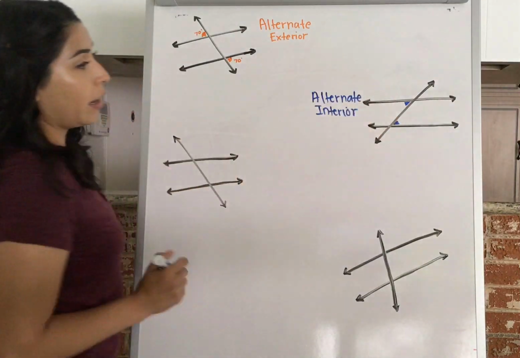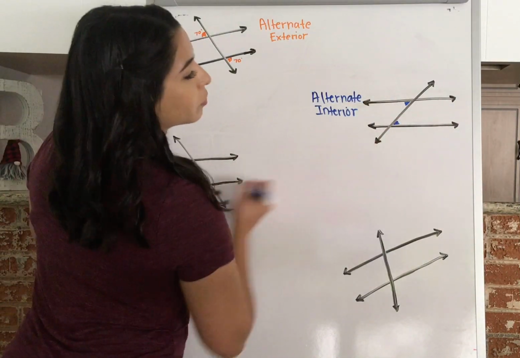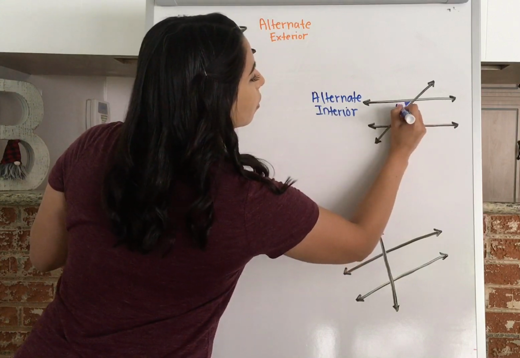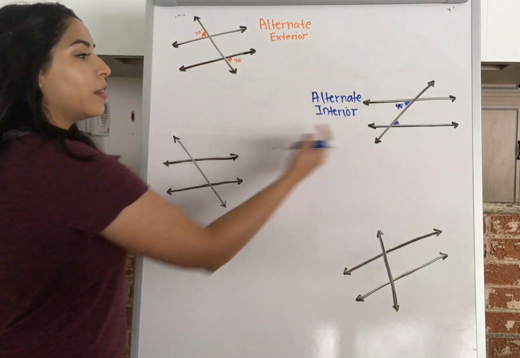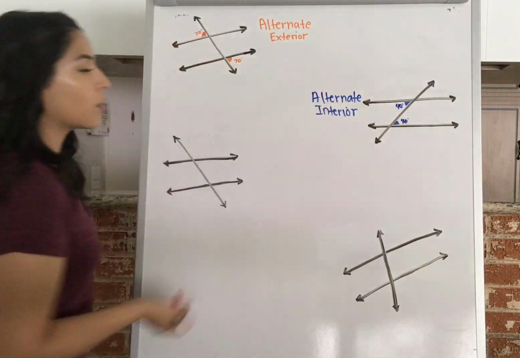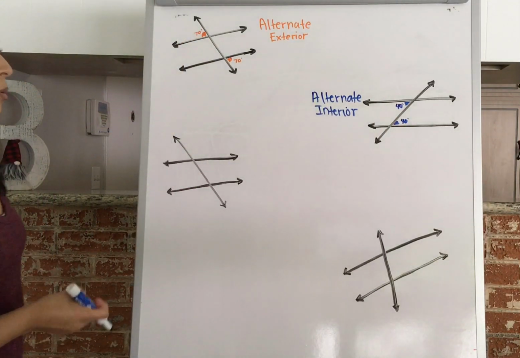So let's say that angle is, what, 40 degrees, maybe? 40 degrees. Well, then this one is also 40 degrees, because they're alternate interior, they are also equal.